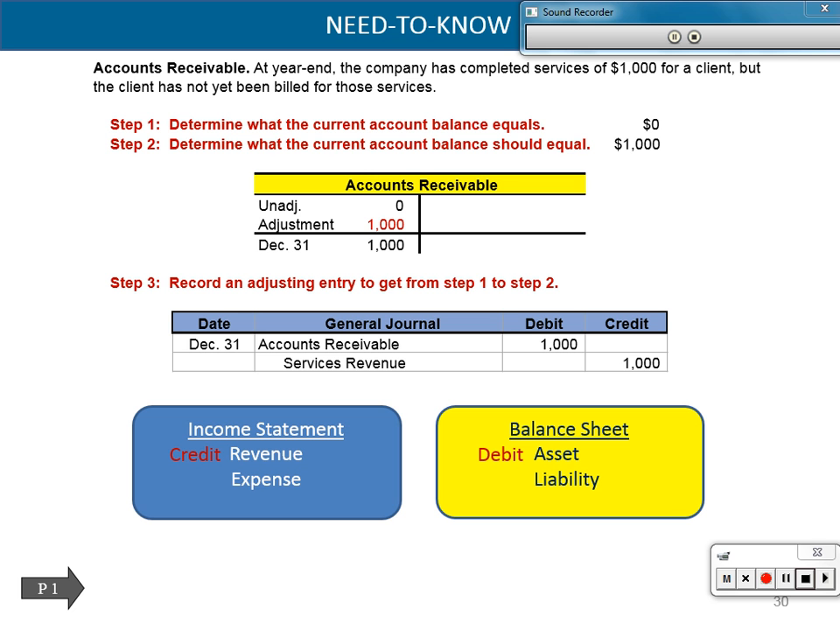What's your name? We had 0, and we need to correct. Say it again. That's when we went to our general ledger, we had 0, but we knew we had performed the service. So we need to correct. Because we went to our general ledger, it would have been 0 in the beginning. But we realized we had done this work, and now we need to bill for it.